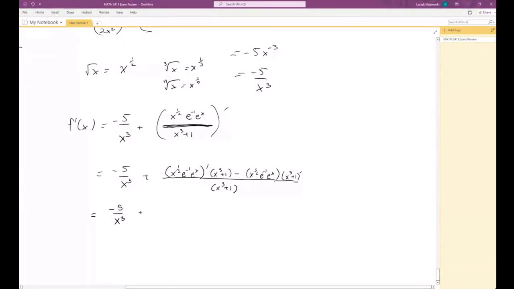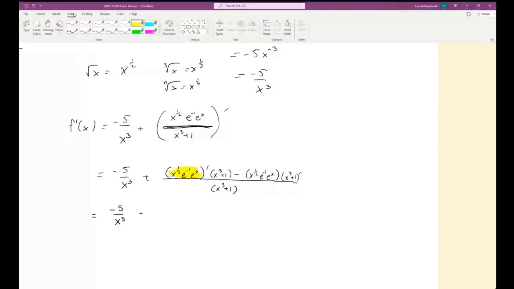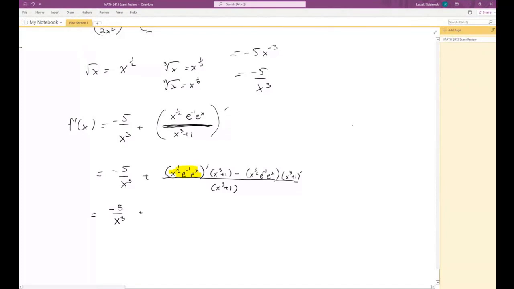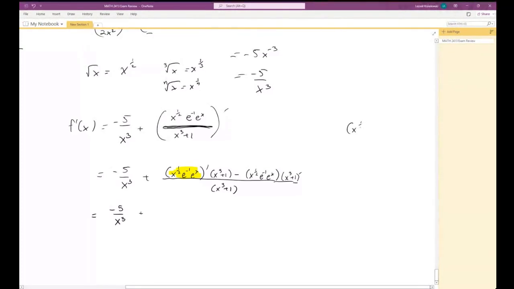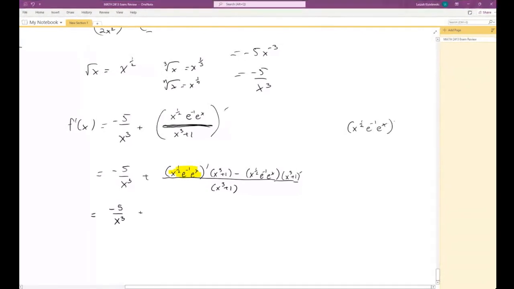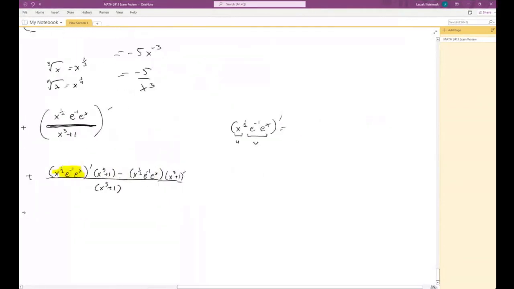Okay. However, to differentiate, I'll highlight this in yellow, differentiate this factor. Okay, let's do that on the side. What rule do we want to use? Well, that's a product, is it not? So product rule. Here we have, let's say that's U and that's V. So that should be according to the product rule.